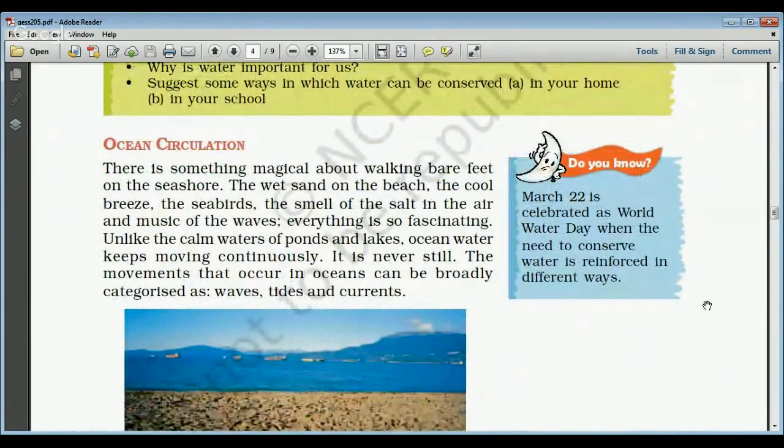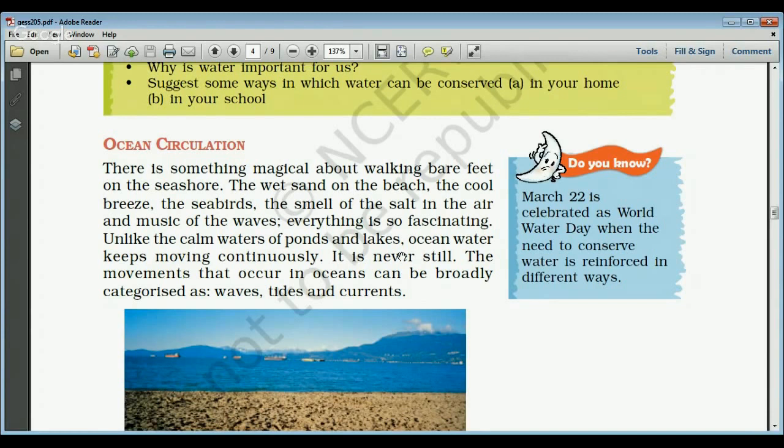See, the ocean water is always moving. When we discuss the ocean, there is something very magical about walking barefoot on the seashore, the wet sand on the beach, the cool breeze, the seabirds, the smell of salt in the air, and the music of the waves. Everything is so fascinating whenever you go to the coastal areas, near the oceans. And the most important property of ocean water is that it moves continuously.